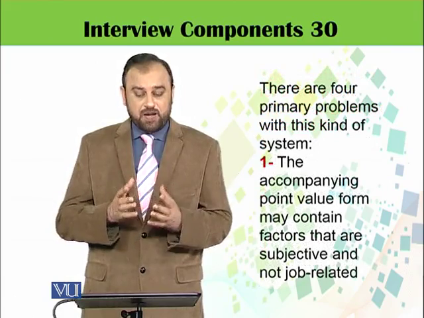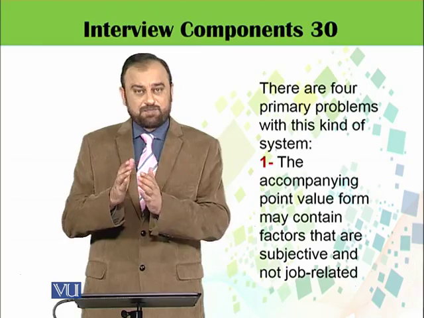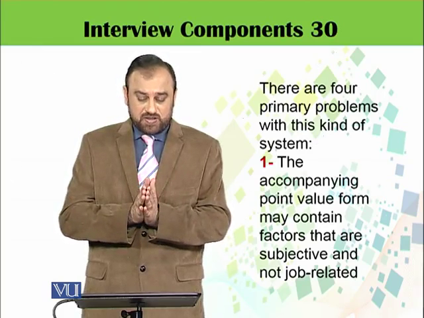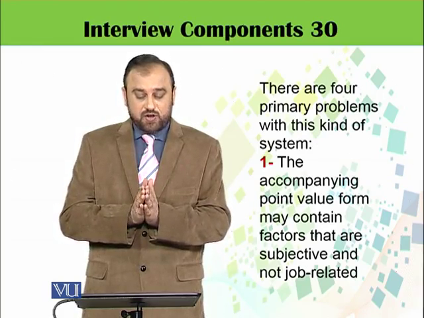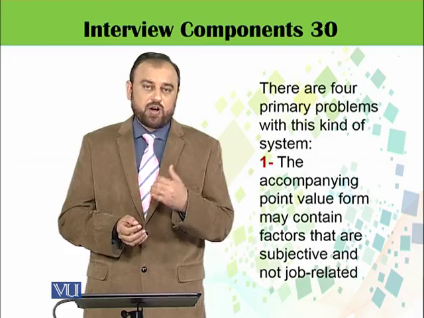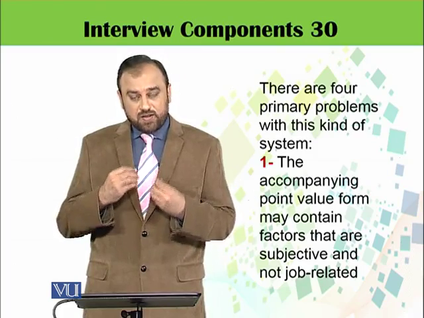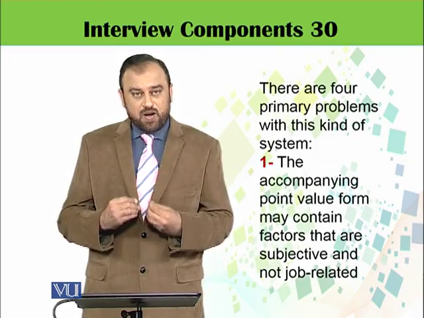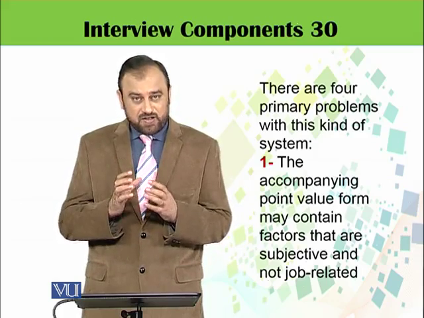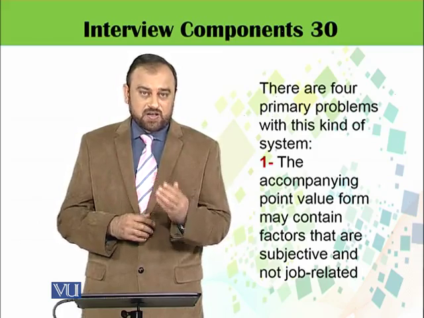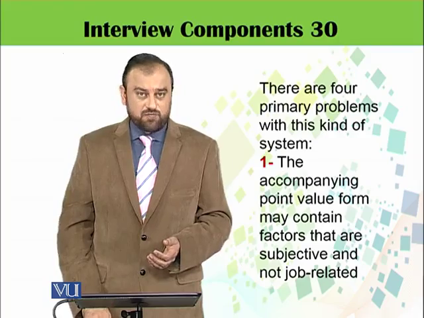There are 4 primary problems with this kind of system. What are those problems? Because every system has pros and cons. So there is an issue with such kind of a system. Number 1, the accompanying point value of the form may contain factors that are subjective and not job related. This is a thing we discussed in the past slides, that the factors must not be subjective and must not be non-job related. If it is not job related and it is subjective, obviously such factors are not good to make a selection decision through such application forms.